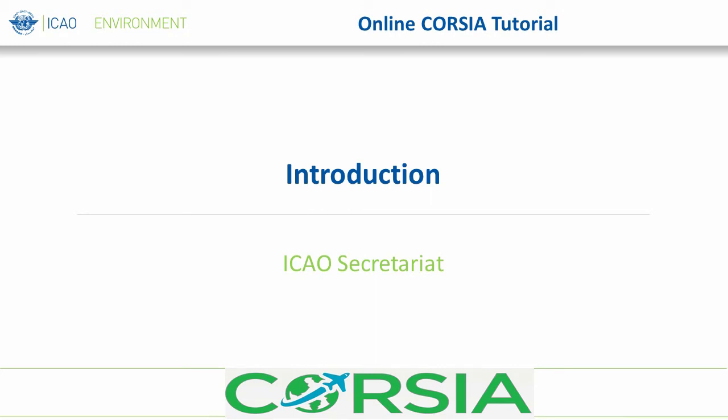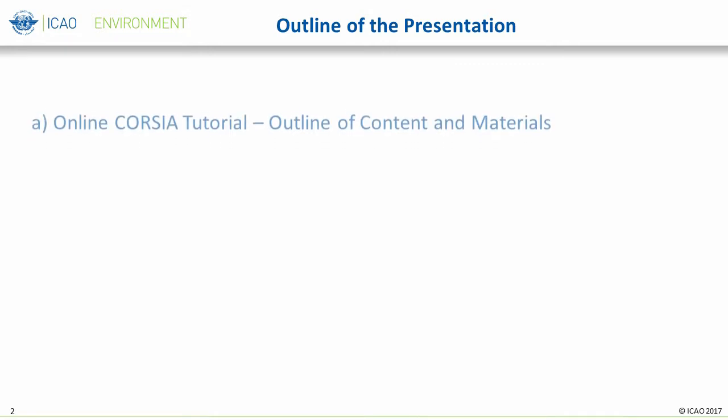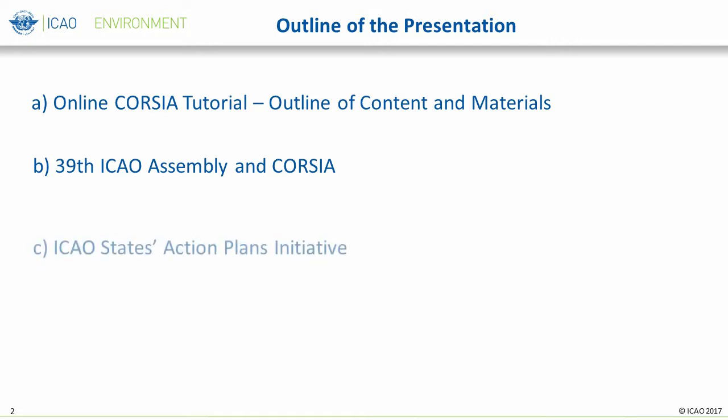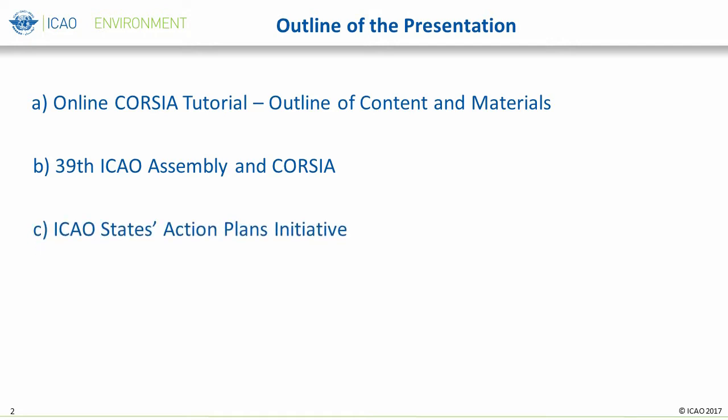Welcome to the introductory session of the online tutorial for the Carbon Offsetting and Reduction Scheme for International Aviation, also referred to as CORSIA. This introductory presentation is divided into 4 sections. The first section will provide an outline of materials contained in this online tutorial. The second section will provide an overview of the 39th ICAO Assembly, including the agreement on CORSIA. Next, a high-level summary of the ICAO States Action Plans initiative will be given. And finally, an overview of CORSIA will be provided.